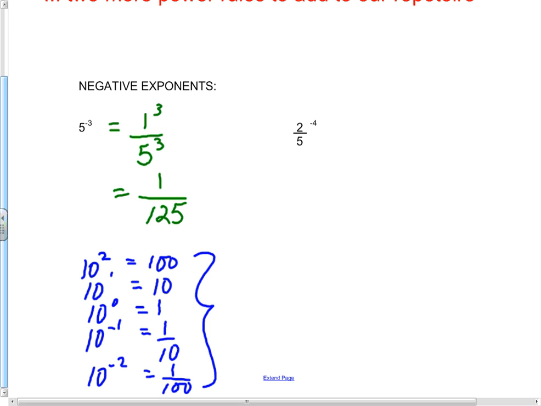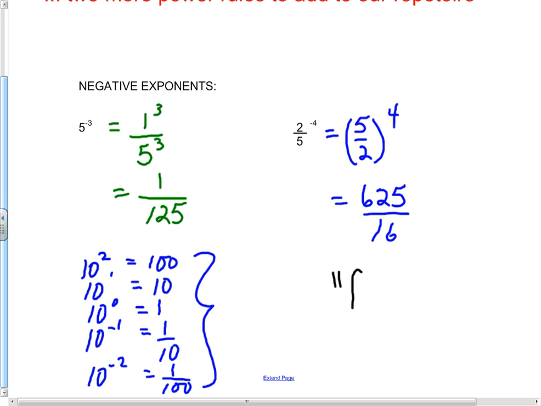So from the patterning, that's where it comes from. So if I have 2/5 to the minus 4, my negative exponent tells me to flip. And then I still have the exponent positive 4. 5 to the 4th is 625. 2 to the 4th is 16. Final answer. So for negative exponents, flip.